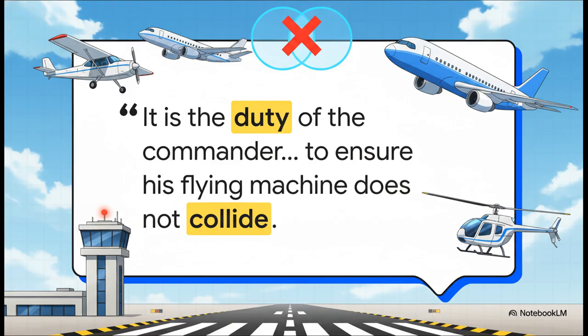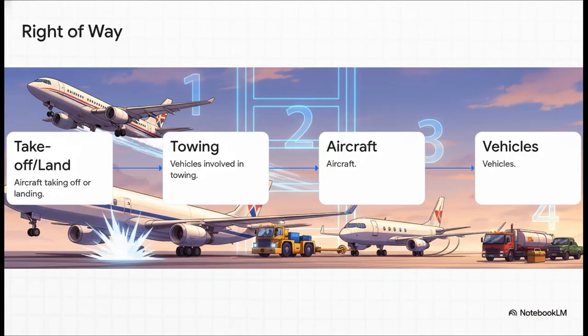You are in charge. To help you prevent those collisions, Rule 42 establishes a strict hierarchy. It's effectively a priority ladder for right-of-way on the ground. Let's build this ladder from the highest priority down to the lowest. At the very top, number 1, aircraft taking off or landing. They have the absolute highest priority. They're moving fast and have the least maneuverability. Number 2, vehicles involved in towing.